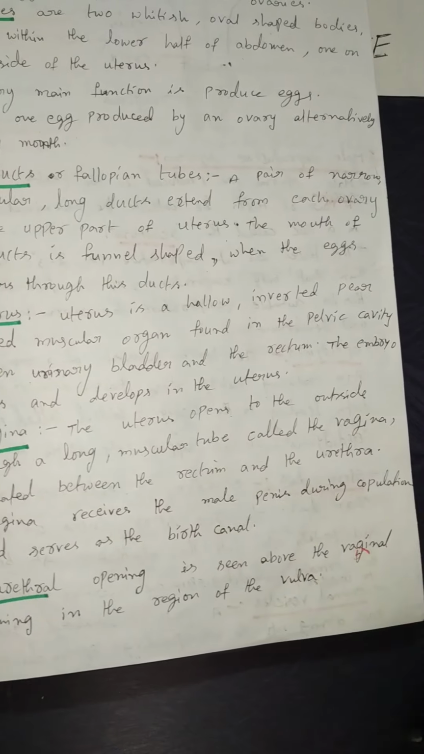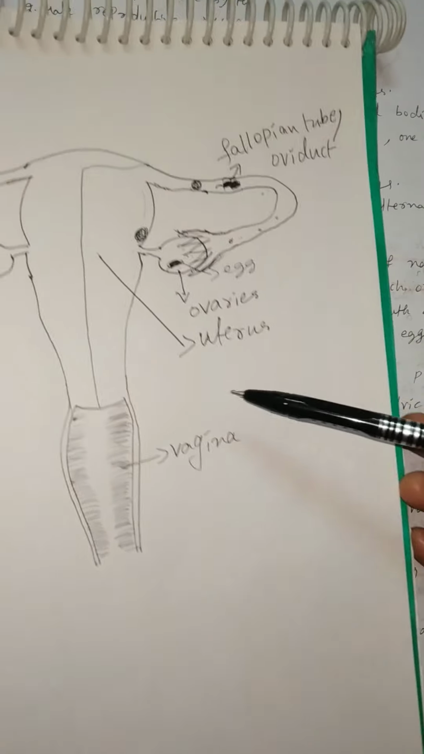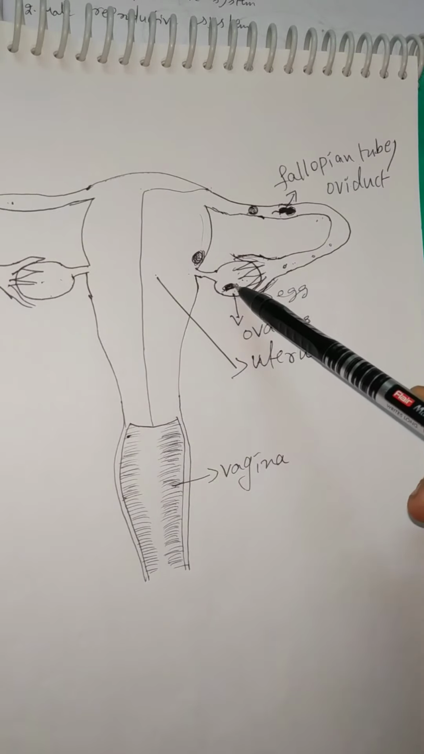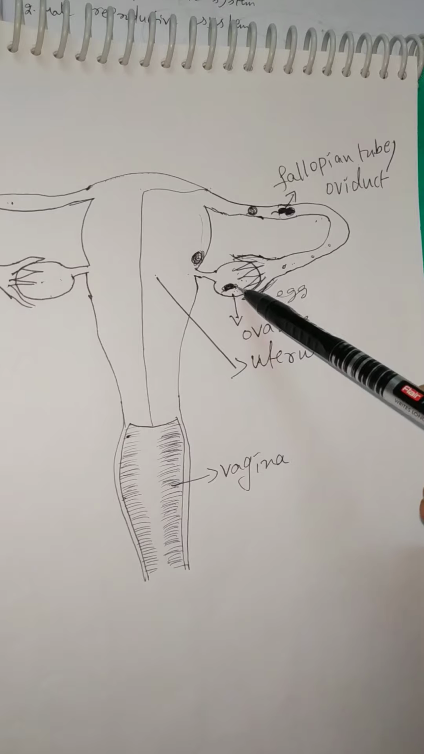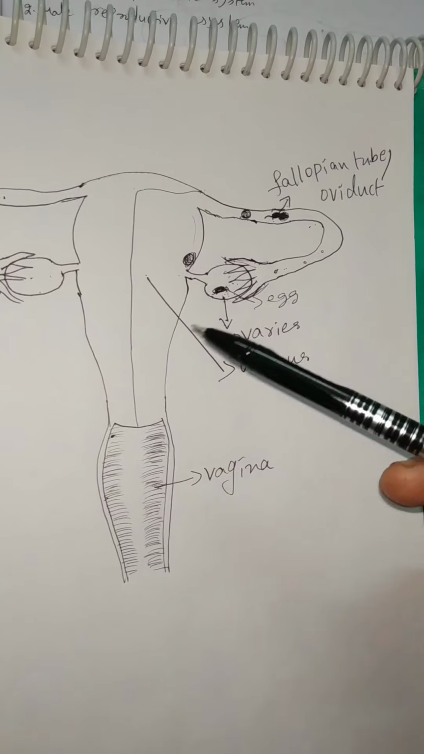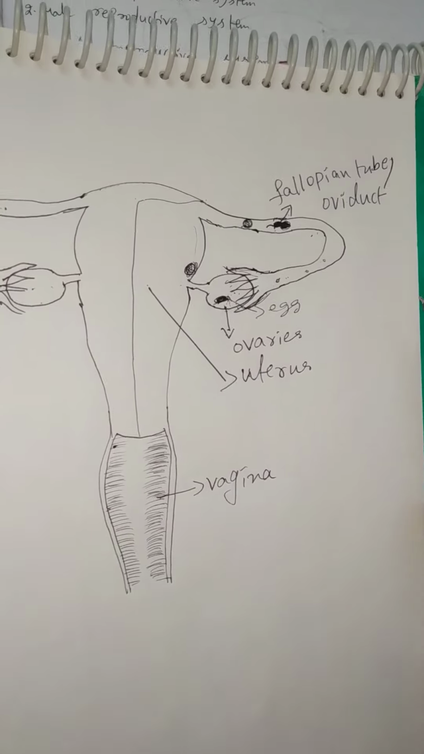So this is the overall structure of the female reproductive system. Only one egg, or ovum, is formed every month in the ovary. So this is the structure of the female reproductive system.